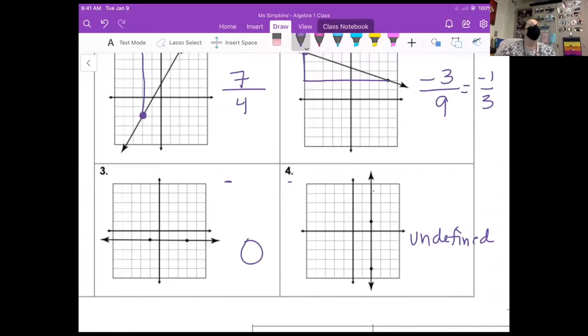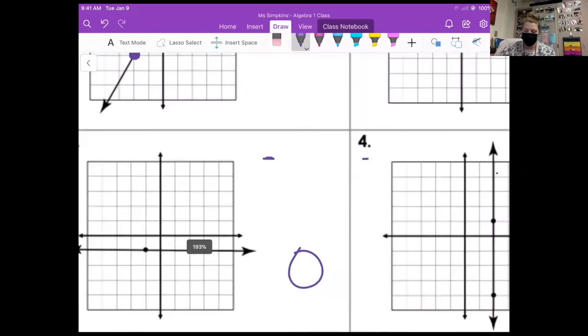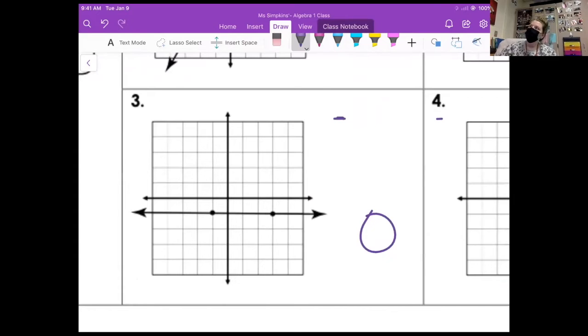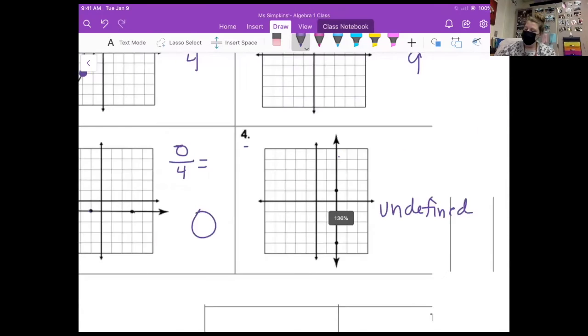So quickly, before we move on, why are these 0 and undefined? Well, if we looked at number 3, how far up are we traveling from one point to the other? 0. How far to the right? 1, 2, 3, 4. Well, what's 0 divided by 4? 0. Okay, what about number 4?